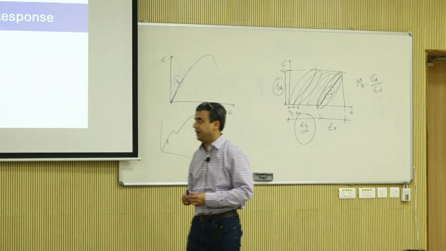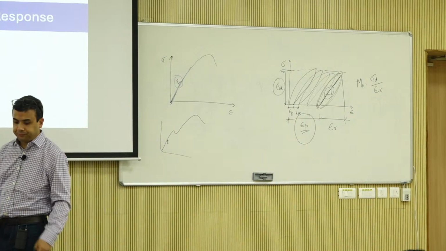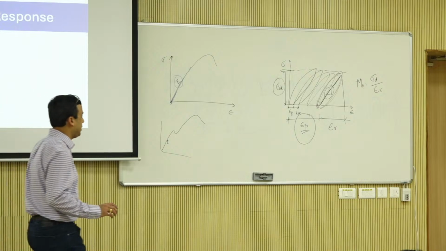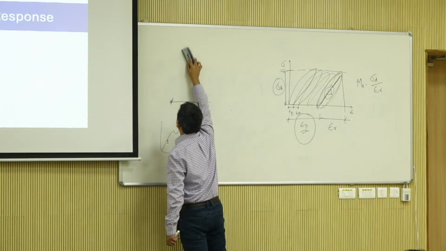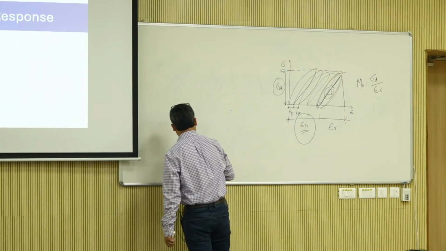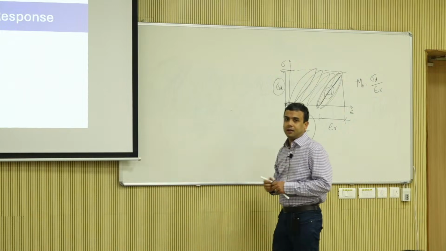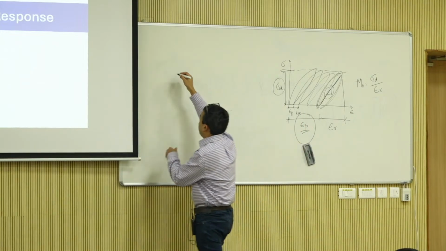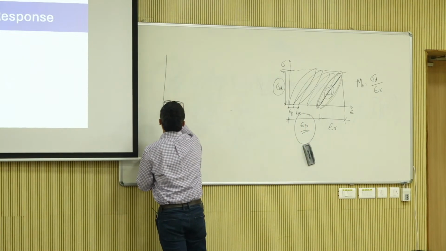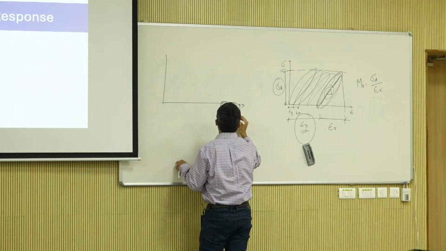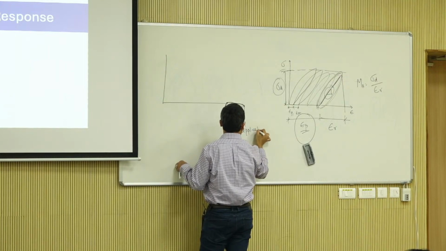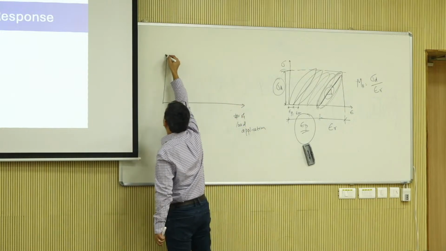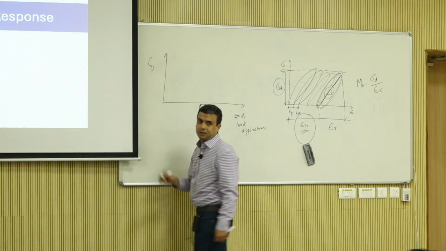So repeated loading is going to have two different responses, and there is a way to plot it in another form. What I'm going to do is say number of load applications on the x-axis, and I'm going to call this deflection.